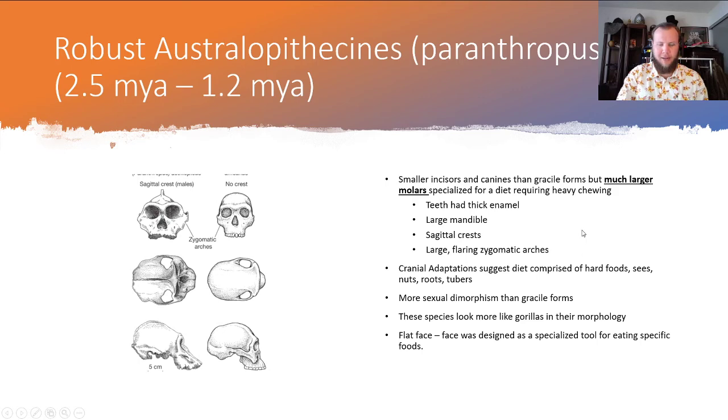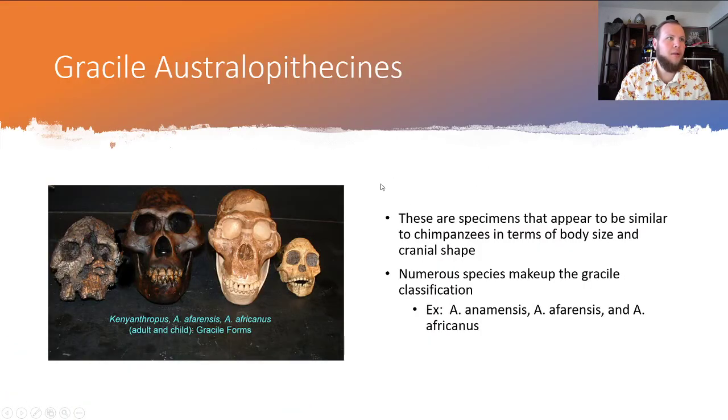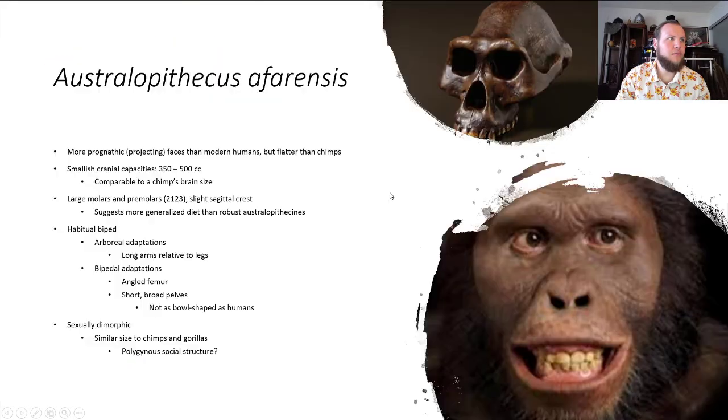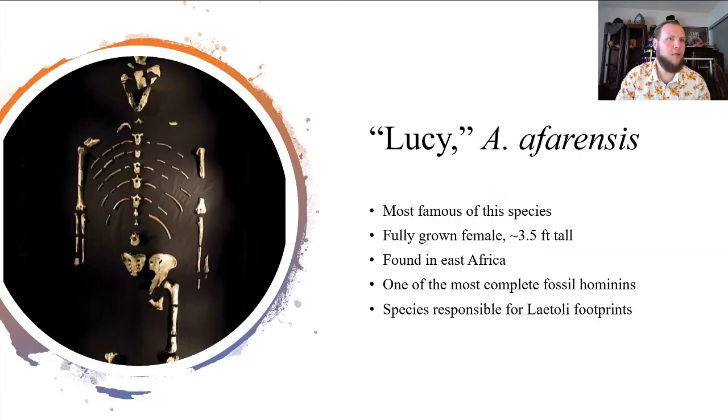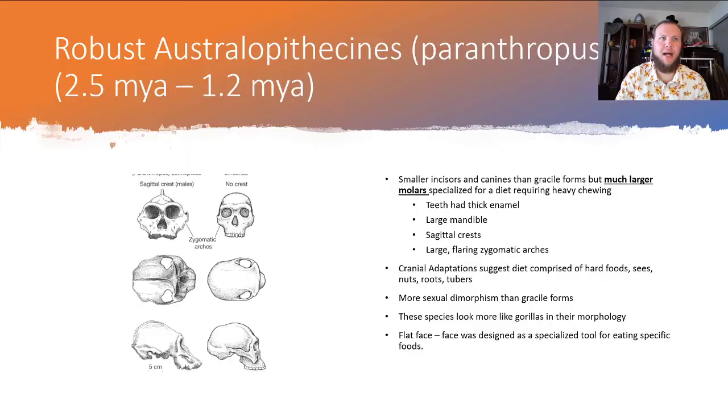So Robustus, right? They're 2.5 million years ago to 1.2. They're around the same time as Africanus and Afarensis. Okay, so we'll go into that a little bit more, that most of these species were actually contemporaneous, okay, which means they existed at the same time.